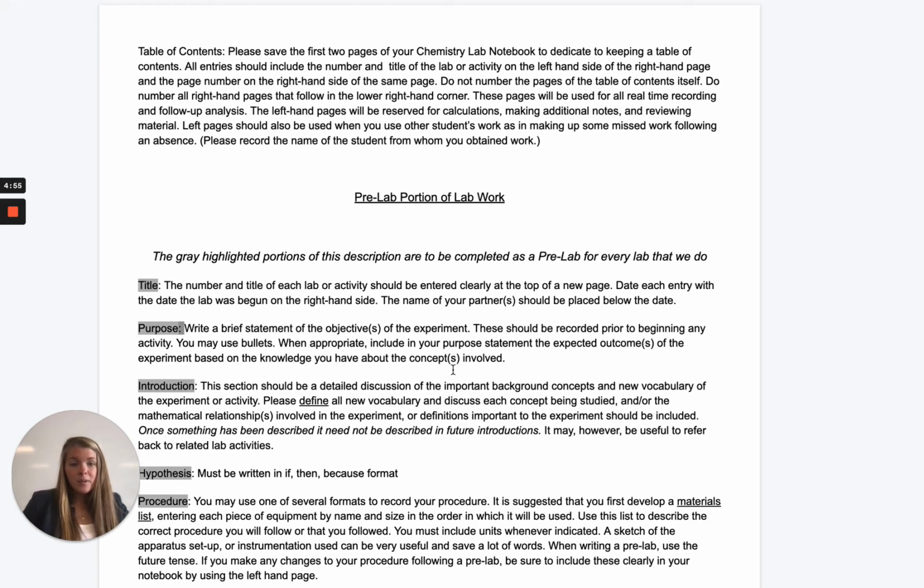After the purpose, you'll have your introduction. And just a note too, make sure you write the word purpose and then put your purpose next to it. So I can easily look at your lab and be like, oh, where's the purpose? Where's the introduction start? Where's the procedure start? So it's easy for me to navigate your lab.